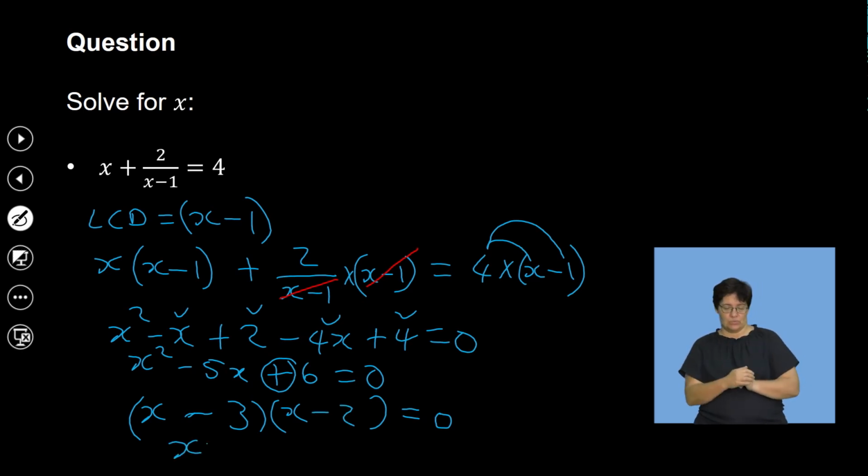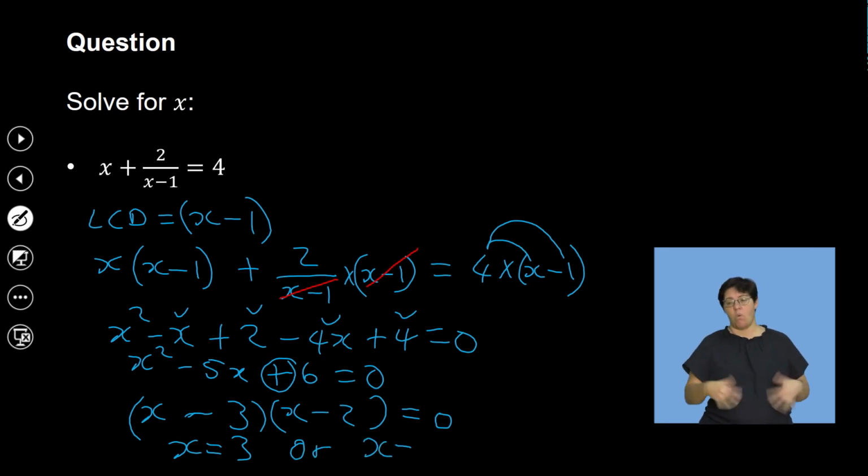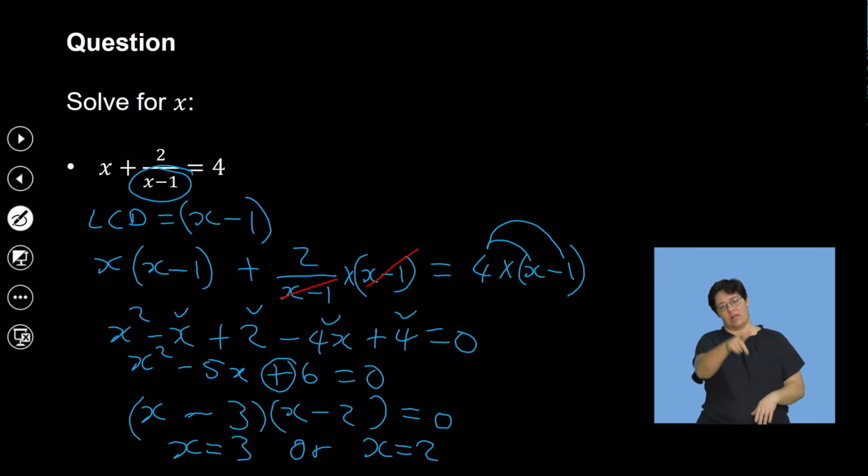And then my x will be equal to positive 3, or my x will be equal to positive 2. But what is my restriction? X can never be 1. That's all that you need to know about the restriction. And then you will be done. But with these two, you can see already they will both work, right? Because none of them will give me the denominator as a 0.